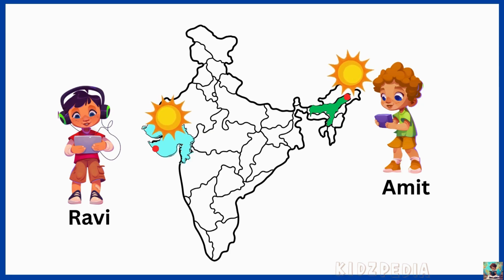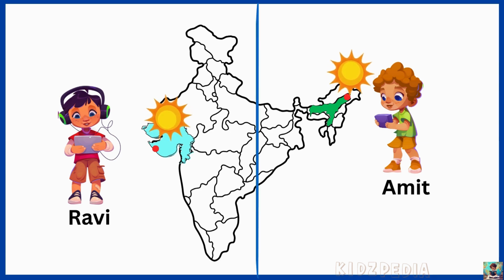But if we let each city use its own local time, things will get confusing. Like TV shows, train timings, school timings, all would be different across cities. So what's the solution? India uses one standard time for the whole country, which is called Indian Standard Time or IST. This means that both Ravi and Amit follow the same clock, even though the sun rises at different times in their cities. So, even if the sun rises earlier in Assam, both Ravi and Amit will say it's 6 a.m. IST when they wake up. Same time on the clock, even if the sky looks different.